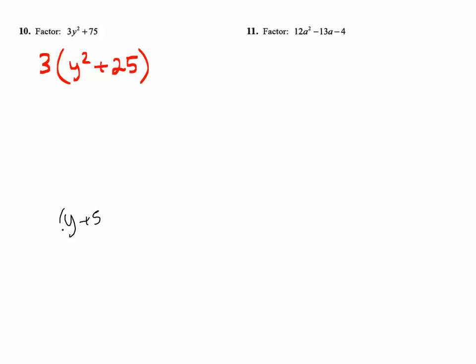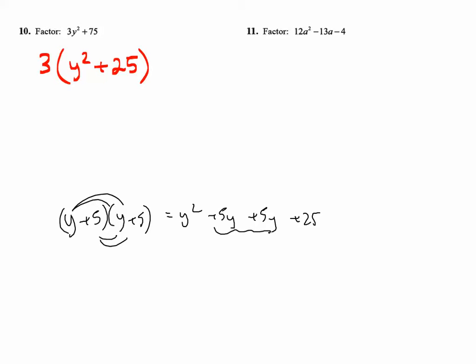Somebody said y plus 5 times another y plus 5. So if I do that, you get a y squared, you get a 5y plus 5y, right? You get another plus, ooh, hold on, we got a little problem. We can't do that because these guys are not going to cancel, huh? Cool, okay. Plus 5 minus 5. I'm doing this for a reason because this is where it gets sticky.